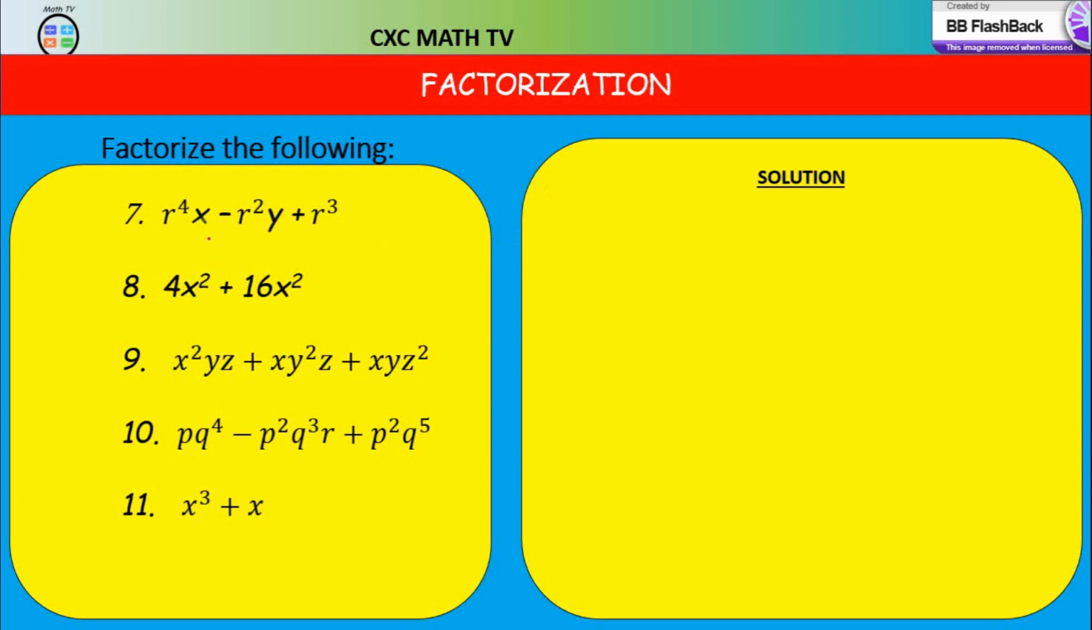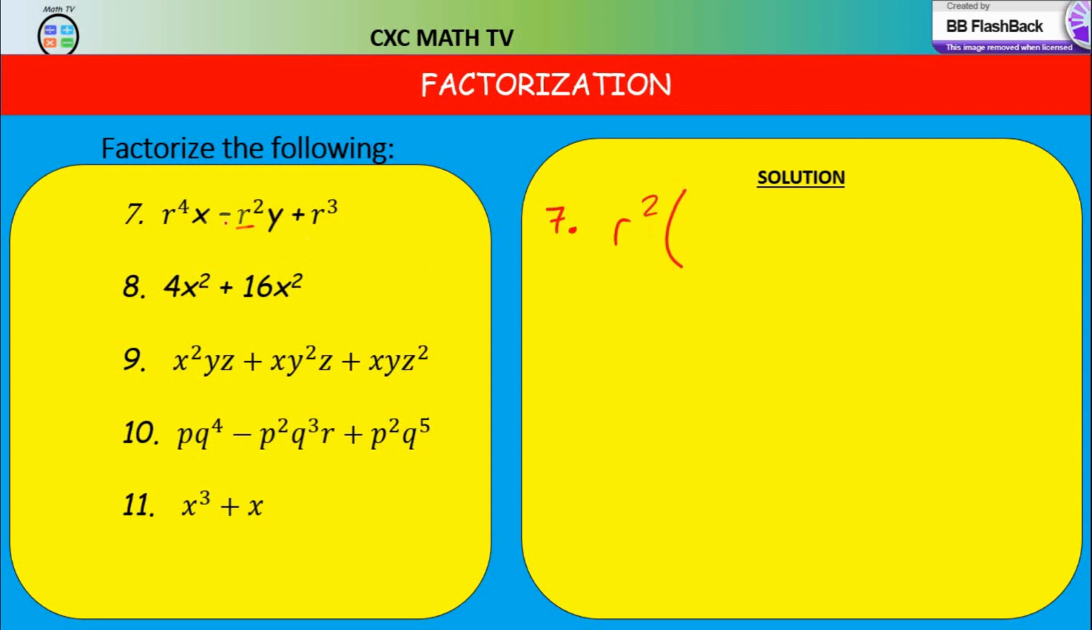Okay, let's go. Now this one. First thing, we identify the highest common factor. For number 7, what's the highest common factor? They all have r in common. They all have r squared in common. No x in common, no y in common for all 3. Since they all have r squared in common, we take out r squared.